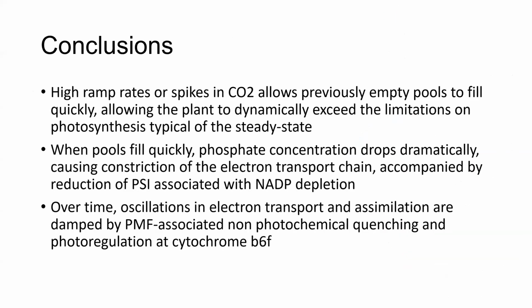So in conclusion, high ramp rates or spikes in CO2 allow previously empty pools to fill quickly, allowing the plant to dynamically exceed the limitations on photosynthesis typical of the steady state. When these pools fill quickly, phosphate concentration drops dramatically and causes constriction of the electron transport chain, accompanied by reduction of PS1 associated with NADP depletion. And then over time, these oscillations in electron transport and assimilation are damped by PMF-associated non-photochemical quenching and photoregulation at cytochrome b6f.